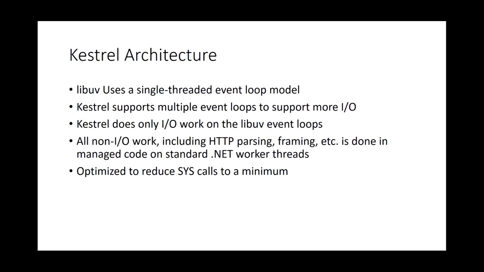So those threads that are doing all the libuv stuff in the libuv event loop, which is single-threaded, are only doing I/O work, only reading bytes off the wire and sending bytes off the wire. All the other work, including everything to do with HTTP, framing, parsing, all that goodness, is all done in managed code, standard C#. It's a bit of p-invoke, but it's standard C#, on .NET worker threads. Okay, so we only need to do that farming out in order to get more concurrent I/O. But most of the actual heavy lifting is done on just standard .NET worker threads, which is good. It means it scales like .NET scales in multi-core environments.